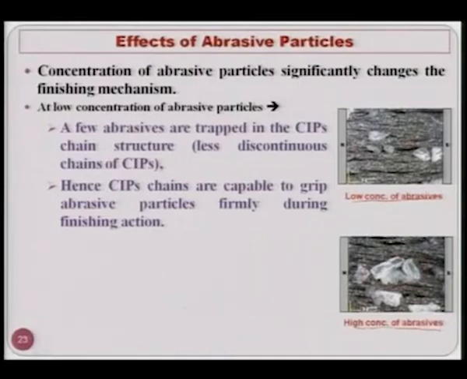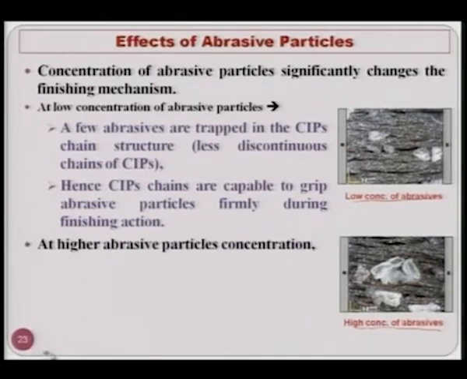So, CIP chains are capable of grabbing abrasive particles firmly during finishing operation. As you can see here, these chains are holding these abrasive particles over here, as well as here also this abrasive particle is between these two clusters of chains, and once this rubs, these magnetic particles hold these abrasive particles which are removing the material.